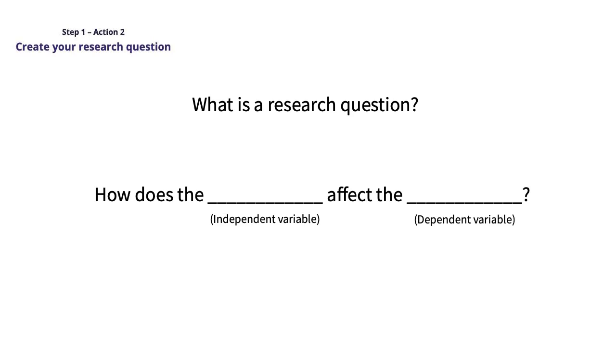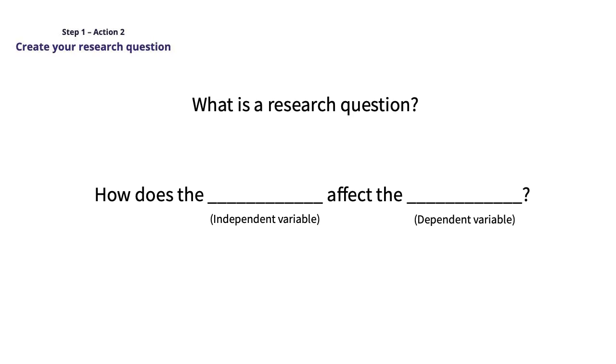Sometimes people overcomplicate the research question. There's no need to do this, because the research question simply connects the independent and the dependent variable. It basically asks, how does the independent variable affect the dependent variable? Keep in mind that the research question might include a few more details, depending on the context of your experiment, but generally it is a simple connection between your independent and dependent variable.